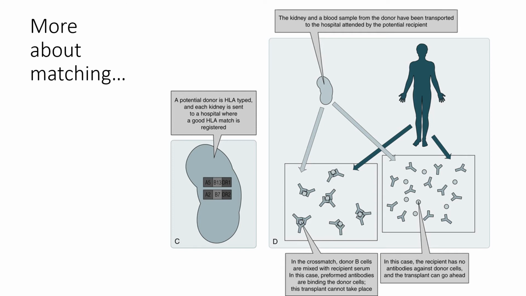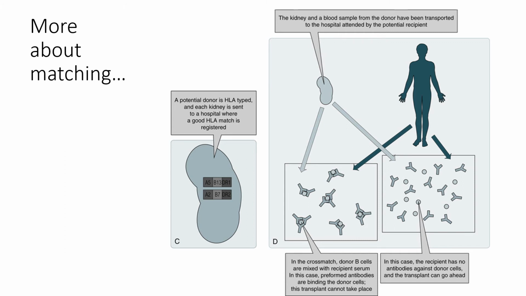So in the cross match, donor B cells are mixed with the recipient's serum. And in this case, the one on the left, you'll see that the antibodies bind to the donor cells. That means a transplant can't take place. On the right, you'll see that the recipient's blood doesn't attack the donor's blood, and therefore the transplant can go ahead.